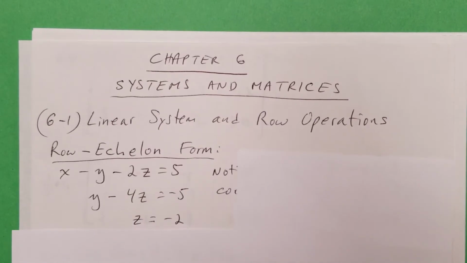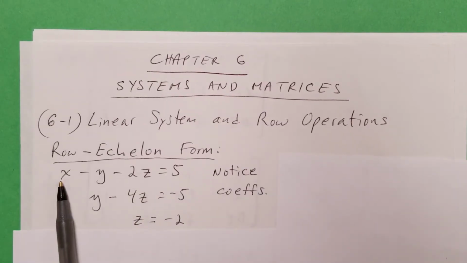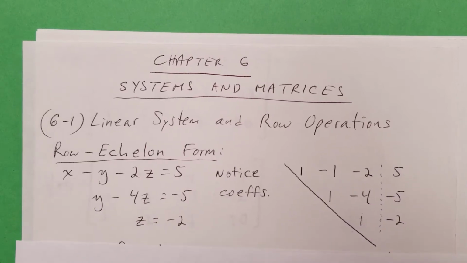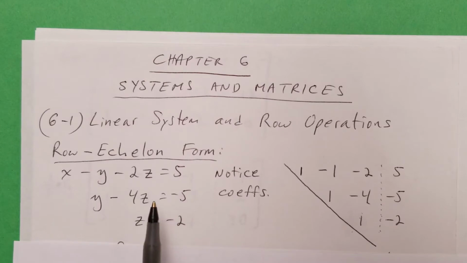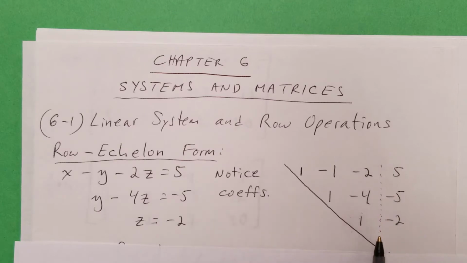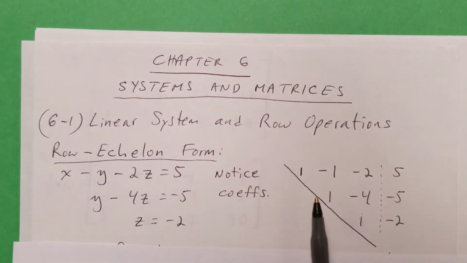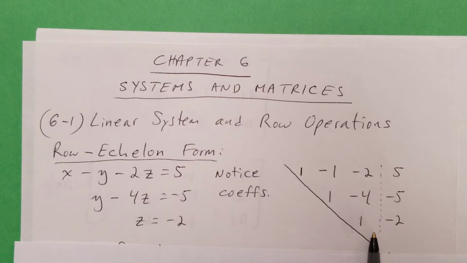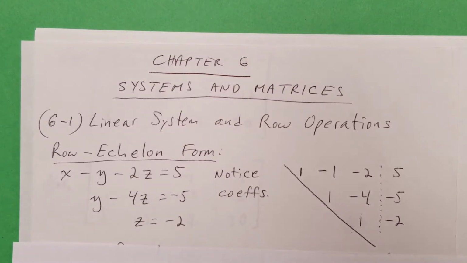So if you look at the coefficients only, the coefficients in front of the variables, 1, -1, -2, 1, -4, etc., this is what we get. So if we drop the variables, these would be the numbers left over. I put a dotted line here to show that this was the left side of the equal sign, and this is the right side of the equal sign. So you could actually read this. This would say 1x minus 1y minus 2z equals 5. This says 1z equals -2. So basically, we're just dropping the variables, okay?